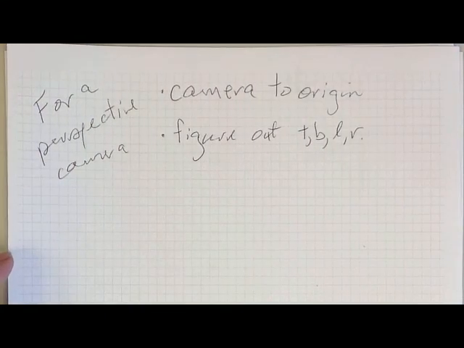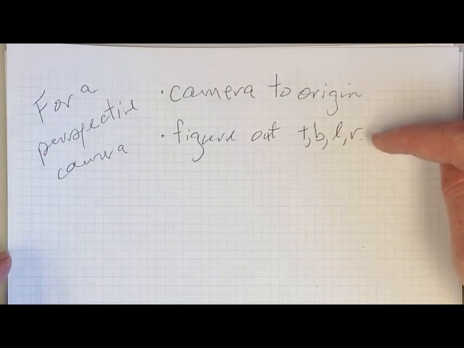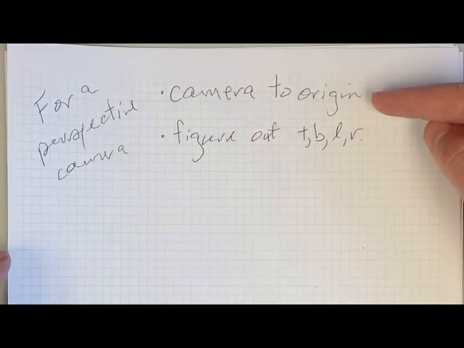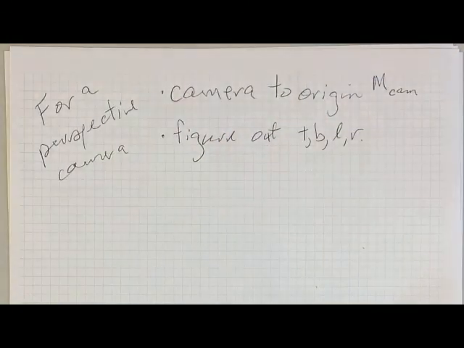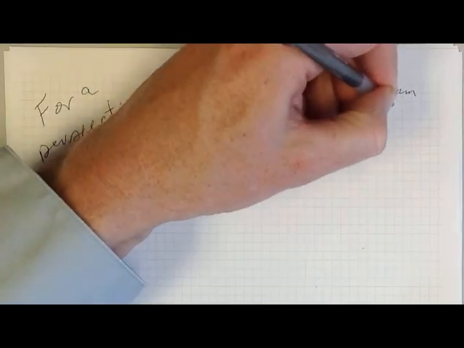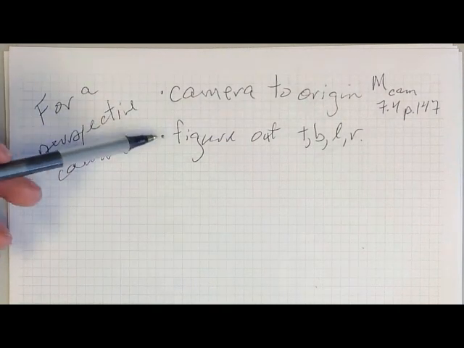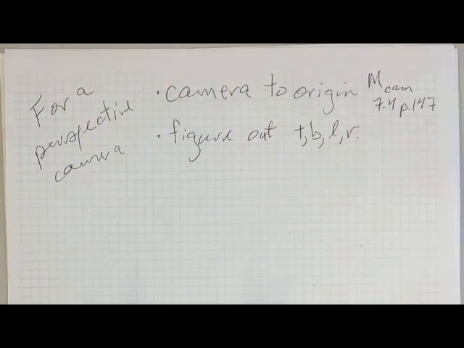So what we're going to do in this one is take the camera and send it to the origin and line up the camera coordinate system with the world coordinate system. And then we're going to figure out top, bottom, left, and right. But we're going to do all of this for a perspective camera. Sending the camera to the origin and lining up the coordinate system uses the same M sub camera transformation that we did before for the orthographic camera. This is equation 7.4 on page 147. However, figuring out top, bottom, left, and right is a little bit different for a perspective camera, and that's what we'll spend most of the time on.